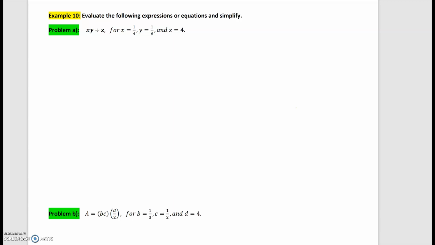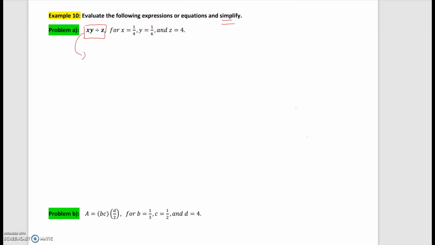Hi class, let's take a look at example 10. In example 10, what they're asking us to do is evaluate expressions or equations and then simplify. The main idea is that you're going to simplify it as much as possible. So on problem A, this is the given expression.